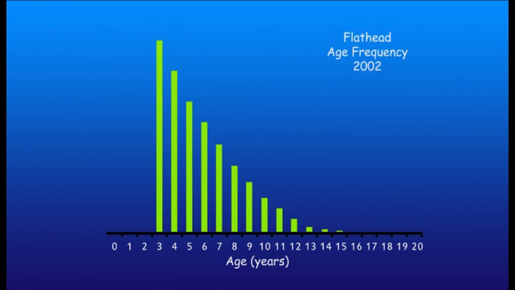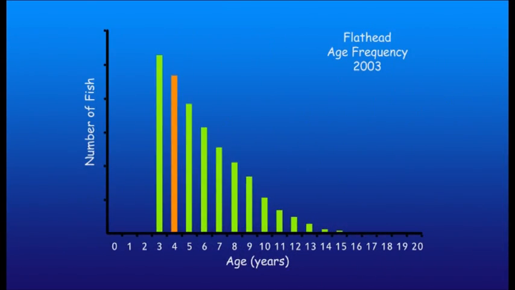Here we see a graph of the age structure for the whole fishery. Along the bottom line is age in years, and along this line is the number of fish. This column represents the number of new recruits for 2002. Moving to 2003, our new recruits are now 1 year old, and as you can see, their numbers have gone down due to a combination of natural and fishing mortality. Again, in 2004, our recruits are a year older and their numbers have dropped even further. This continues each year until they all die.